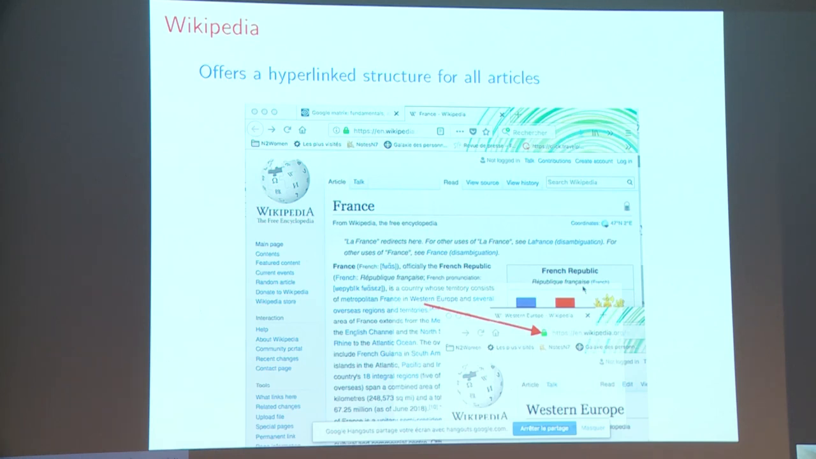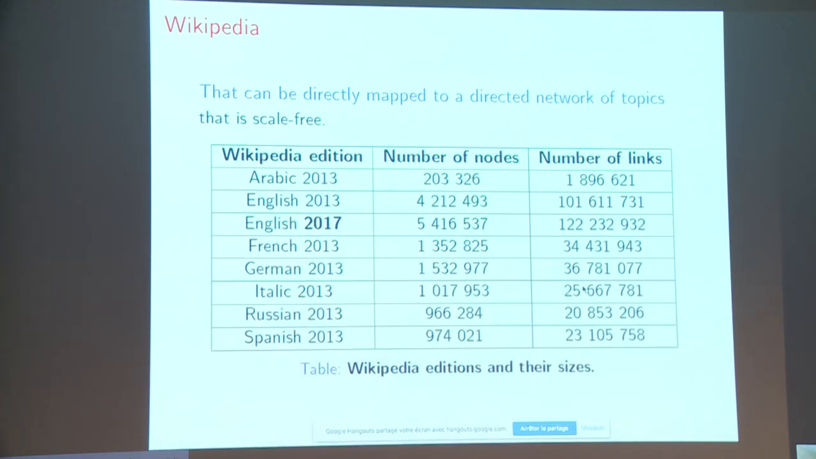So we are going to leverage this hyperlink structure and build a so-called directed network where the vertices are the articles of Wikipedia. Each article has a topic and a name. And the edges that interconnect these nodes are given by the hyperlinks. So Wikipedia can thus be directly mapped to a directed network of topics that has a shape which is scale-free.